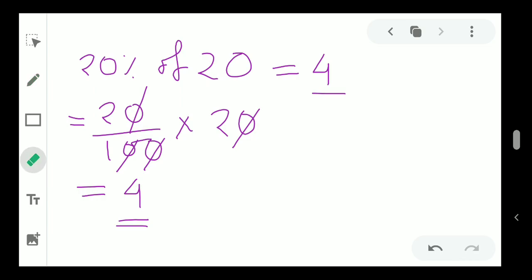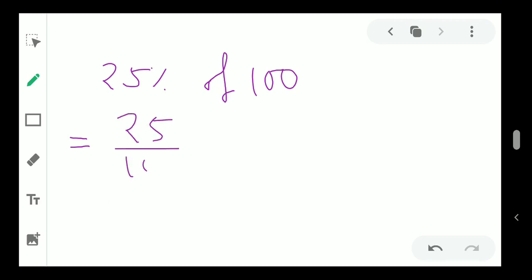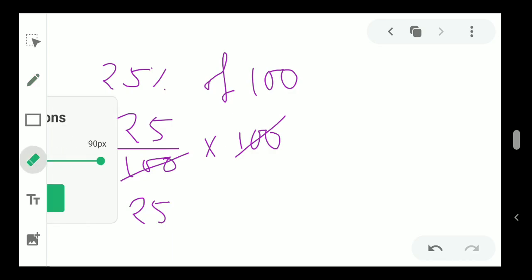This is the kind of math you have to do. Let's say I ask you to find 25% of 100. So 25% means 25 by 100 into 100. The 100 and 100 cancel, so you get 25. So 25% of 100 is 25 rupees. Basically percentage means you do everything with respect to 100.